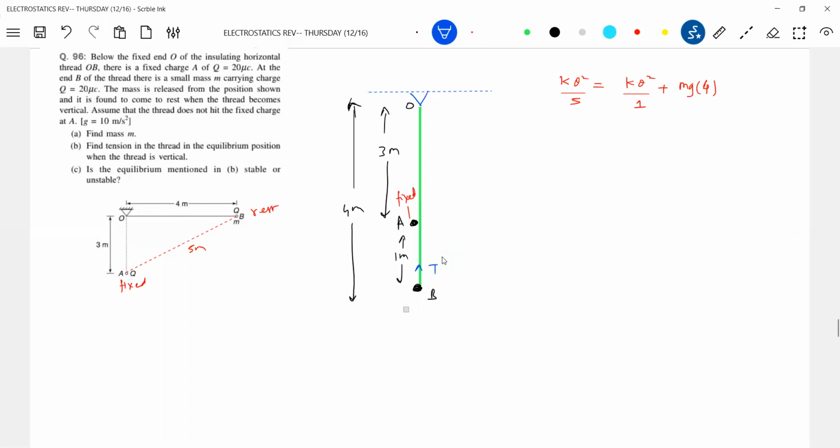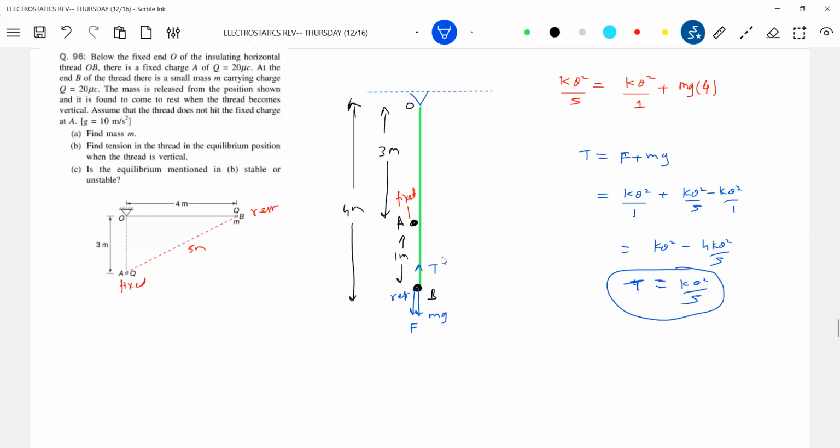What are the forces? Tension, weight mg, and electrostatic repulsive force. T is equal to F plus the value of mg, you know it. Substitute that, you'll get kq square by 1. What is mg? Kq square by 5 minus kq square by 1. Kq square, this much is the tension. Q values are all given.